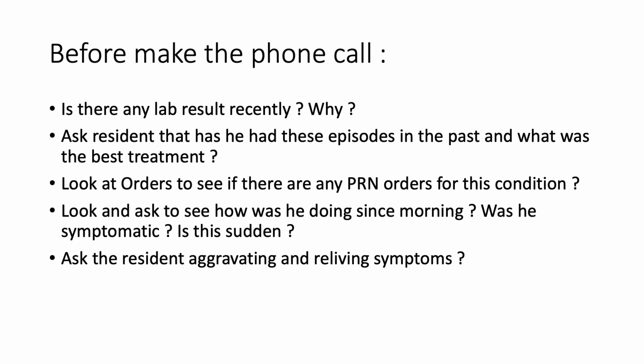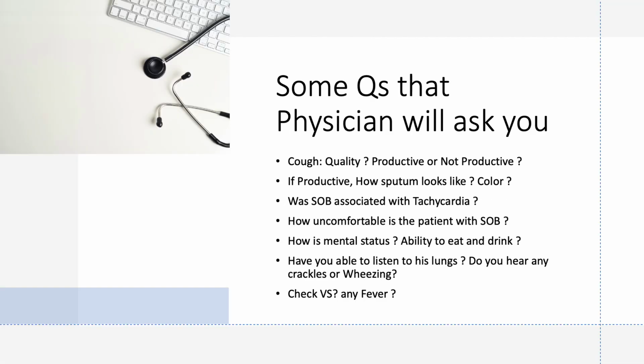Again, we talk about onset. We talk about when the symptoms started, how it started, and ask the patient what makes it worse, what makes it better. Before some questions the physician will ask you. When you talk about cough, quality, how bad it is. Productive or non-productive? Does sputum come or not? If sputum comes, what does it look like? What is the color?